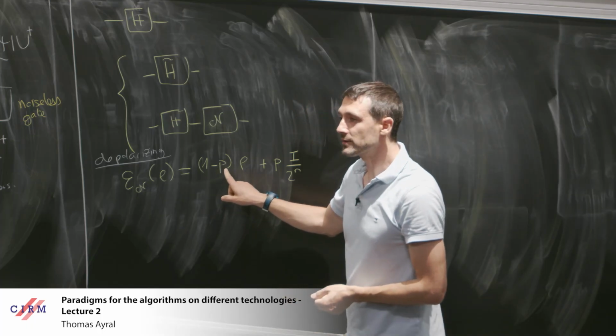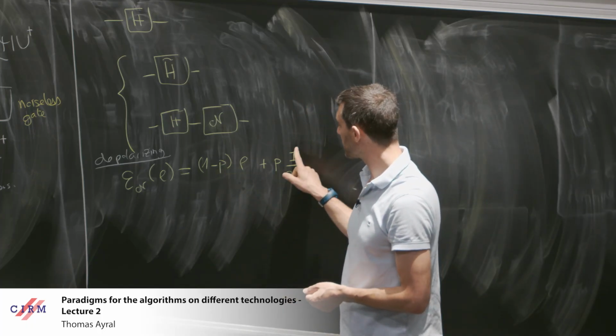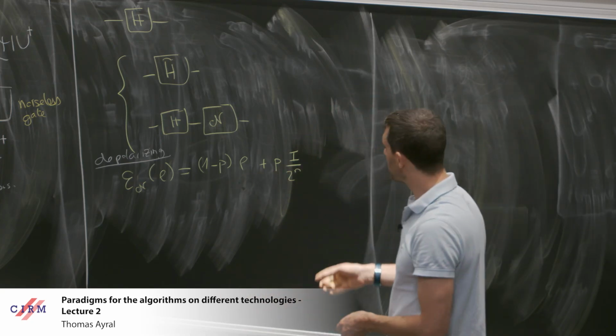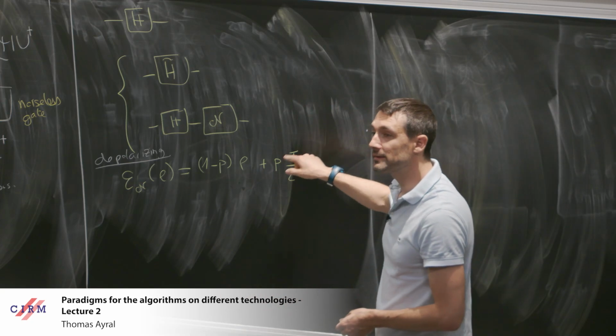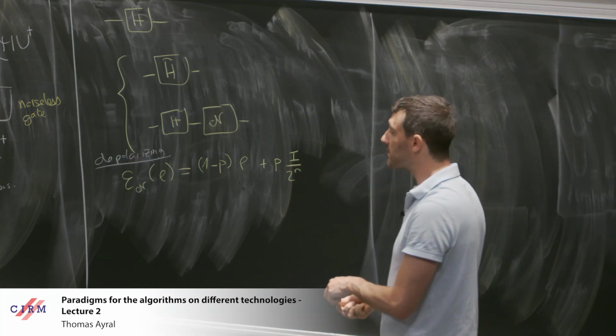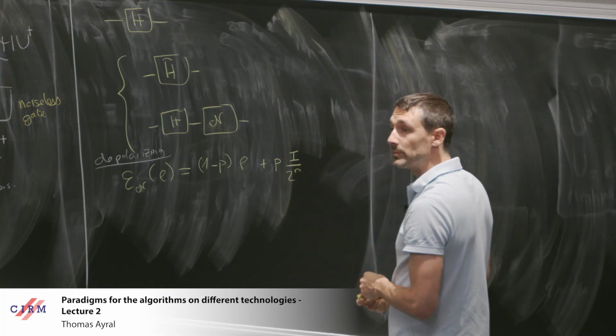One minus p percent of the time you do nothing to your state, and p percent of the time you turn it into an identity matrix. And it turns out that the density matrix corresponding to identity is essentially the state where you have no information at all. So essentially, this depolarizing channel erases all the information with probability p.